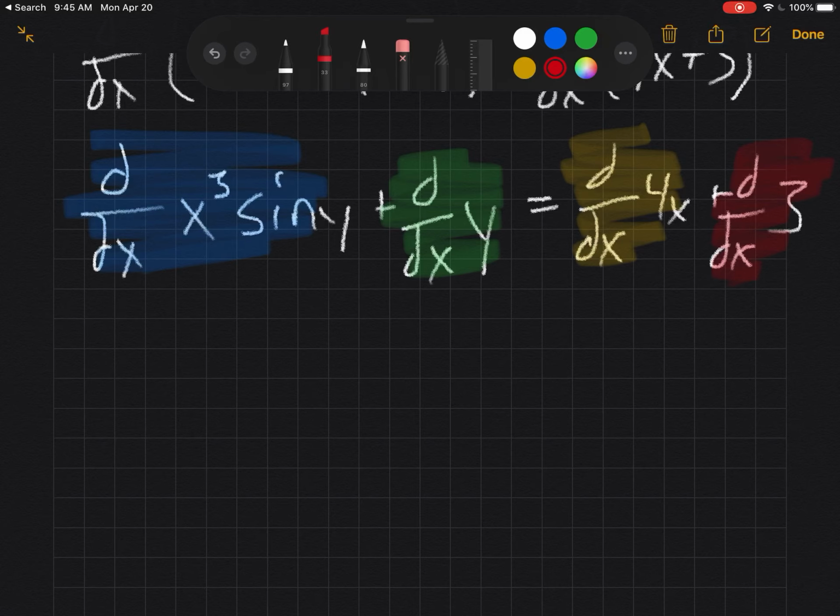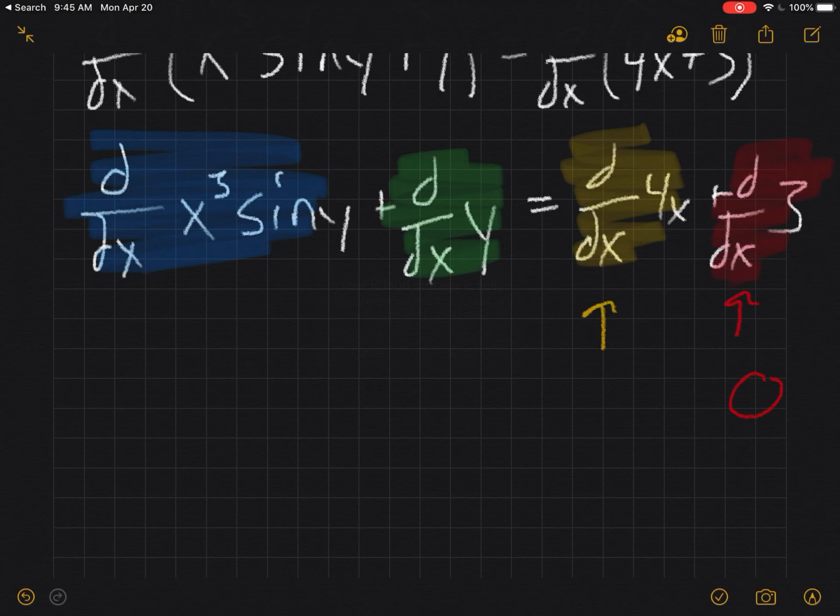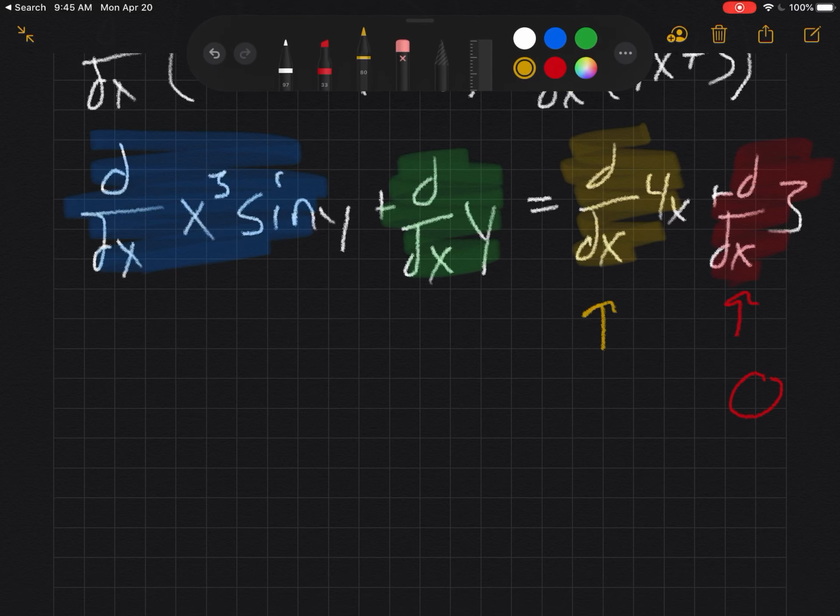Okay, so now what I think is helpful for you guys is just to look at this like I have 4 mini problems, right? I want to know this derivative. I want to know this derivative. I want to know this derivative. And I want to know this derivative. So let's go ahead and take them one at a time. I'm going to start with this one, because I think it's the easiest one.